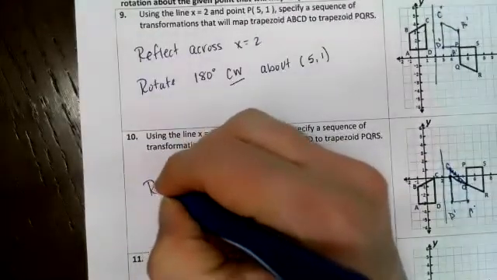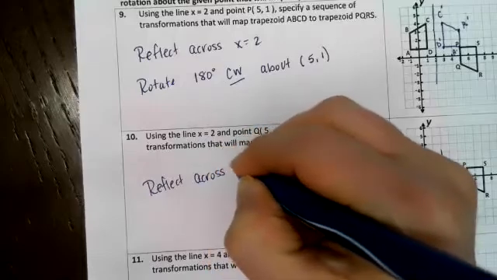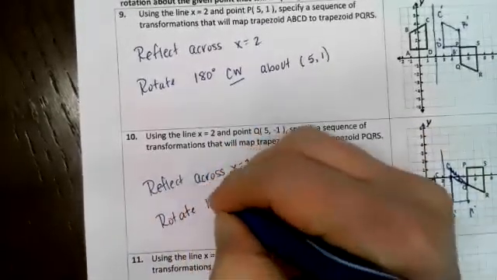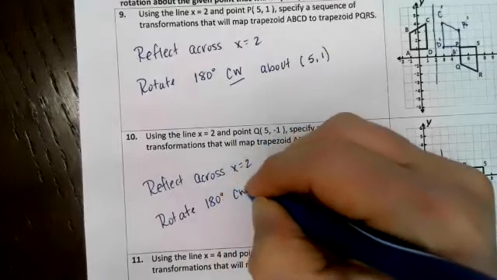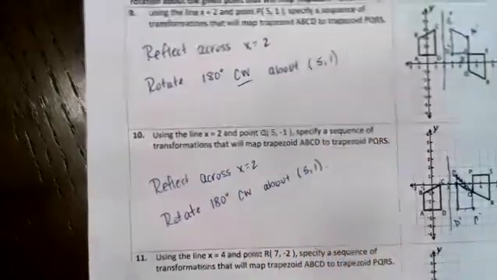So we reflect across X equals 2, and then rotate 180 degrees. I'll say clockwise about the point 5, -1.